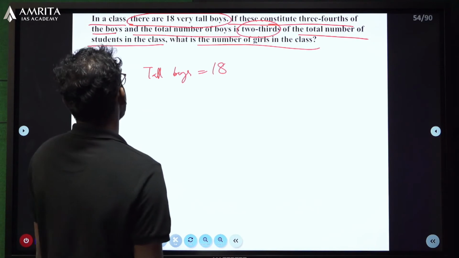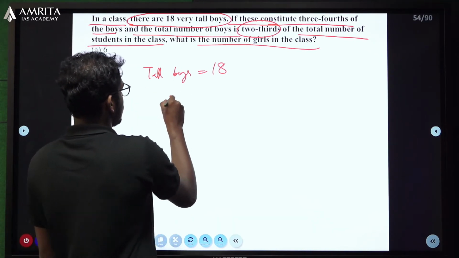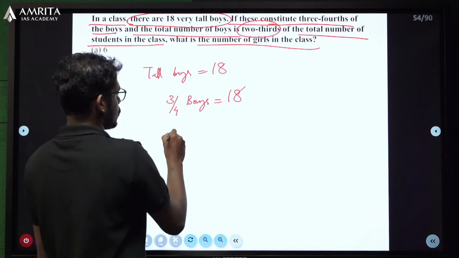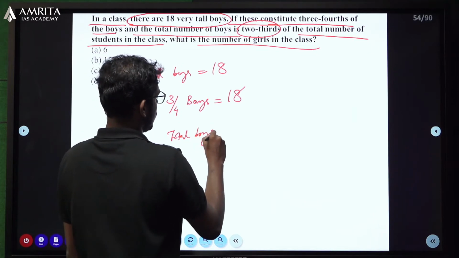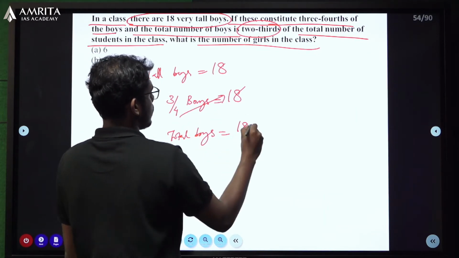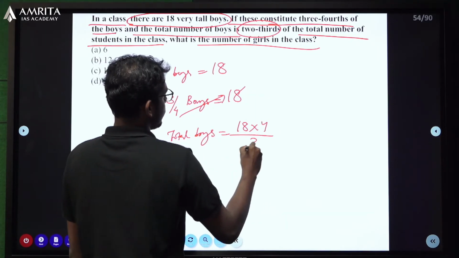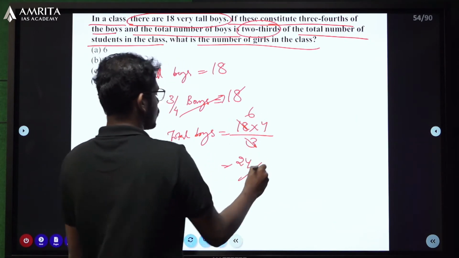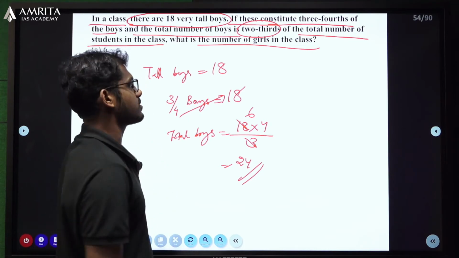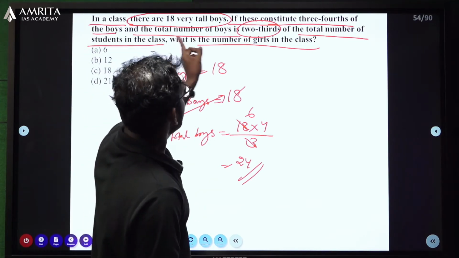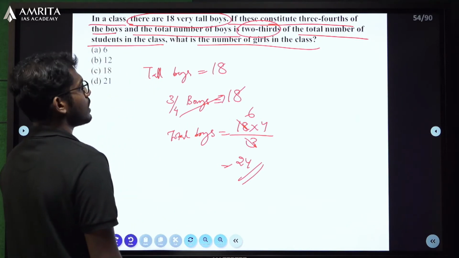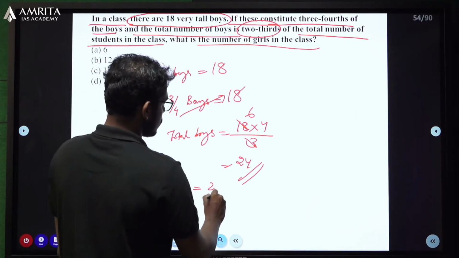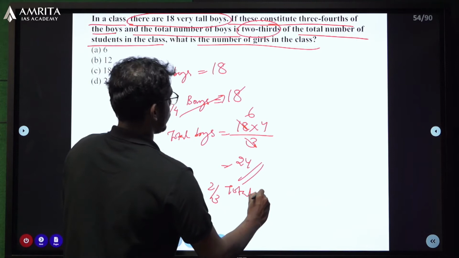These constitute 3/4 of the boys. Okay. So, 3/4 of the boys is equal to 18. So, the total boys is equal to 18 multiplied by 4 divided by 3. Okay. So, 6 4s are 24. So, total there are 24 boys in the class. Then they say total number of boys is 2/3 of the total number of students. Okay. So, 24 is equal to 2/3 of the total students.